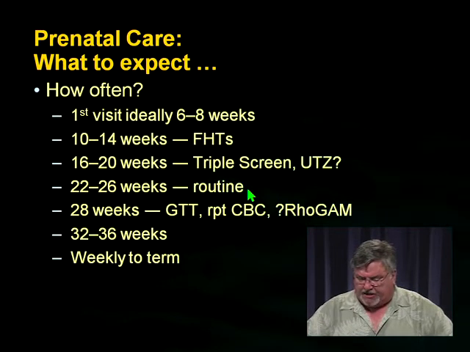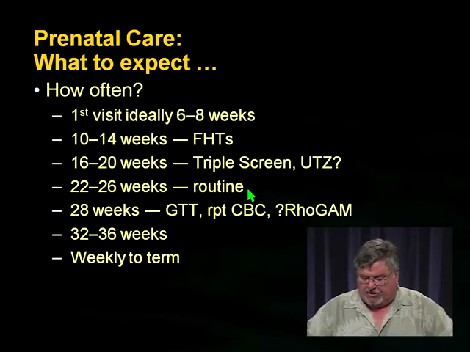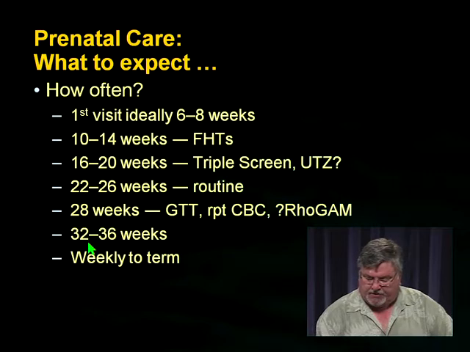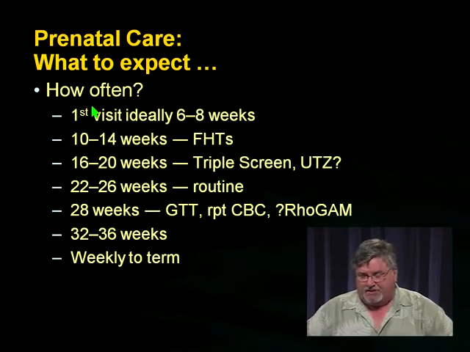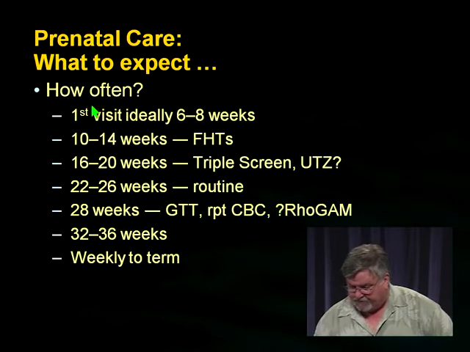There's the schedule of how frequently we do prenatal care. So if you get to 36 weeks, 1, 2, 3, 4, 5, 6, you should probably have been seeing your obstetrician at least 6 times.